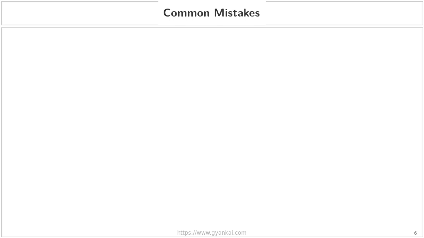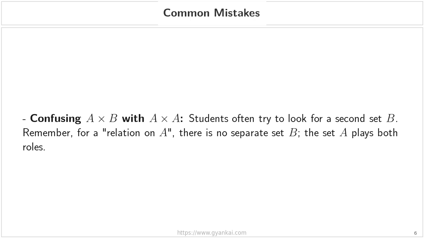Common mistakes. First, a very common mistake is confusing the Cartesian product of two different sets, A cross B, with the Cartesian product of a set with itself, A cross A. When you see the phrase relation on set A, do not go searching for a second, separate set B. Remember what we discussed in the first few slides. In this specific case, the starting set and the ending set are identical. The set A plays both roles. It is both the source and the destination.